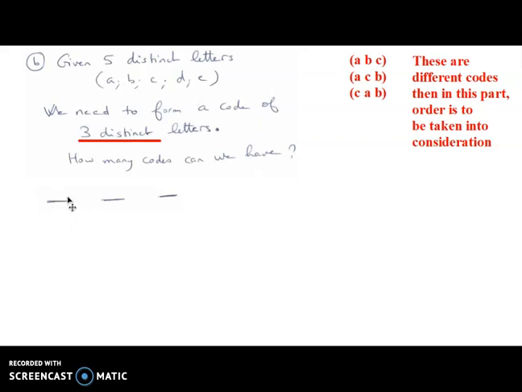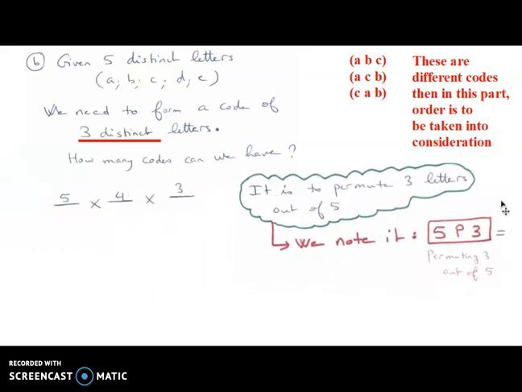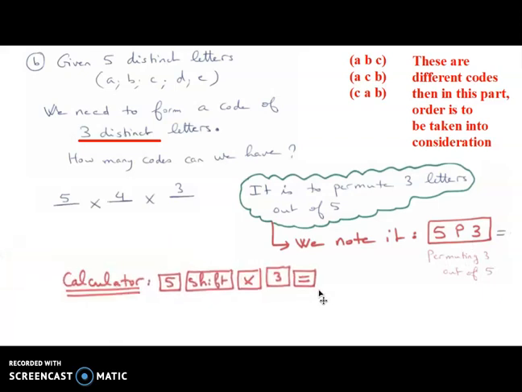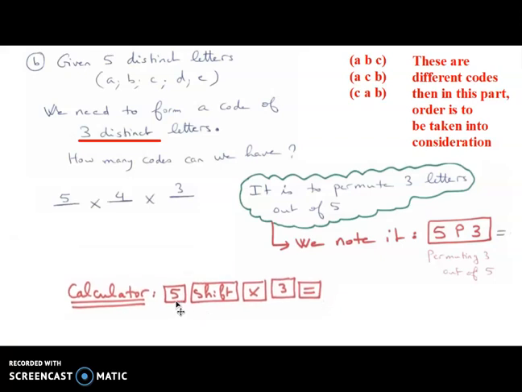So in the first place, I have 5 possibilities. In the second, I have 4. And in the third, I have 3. So in this part, it is to permute 3 letters out of 5. We note this by 5P3. I am permuting 3 out of 5. To find the answer using the calculator, Class Wiz, we do 5 shift times 3 equal, and we get 60.